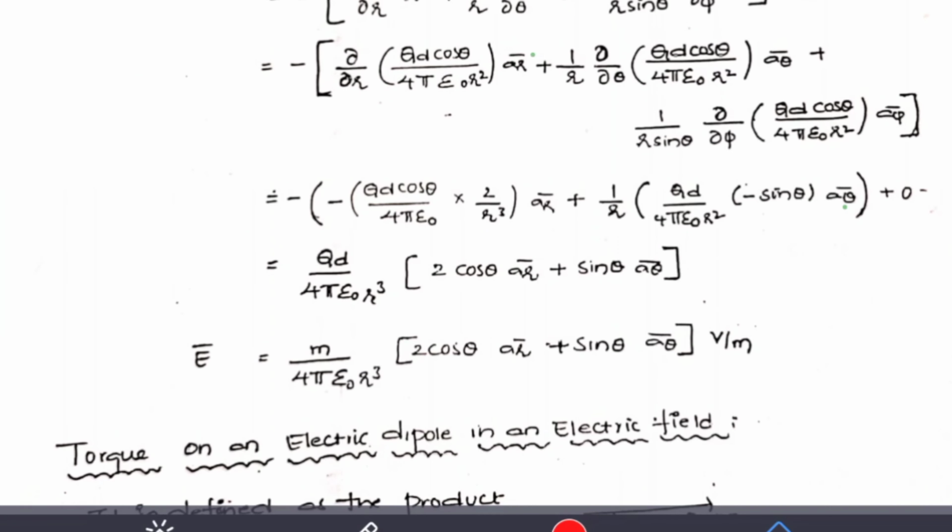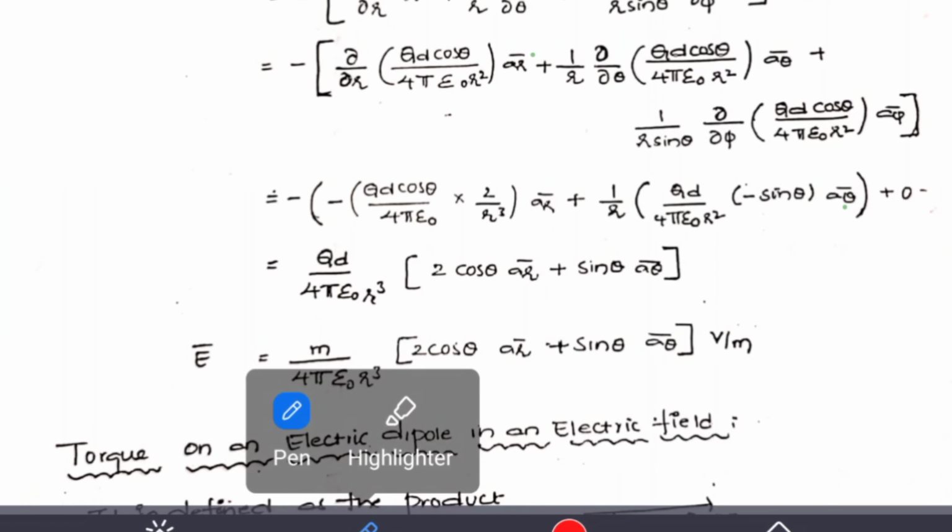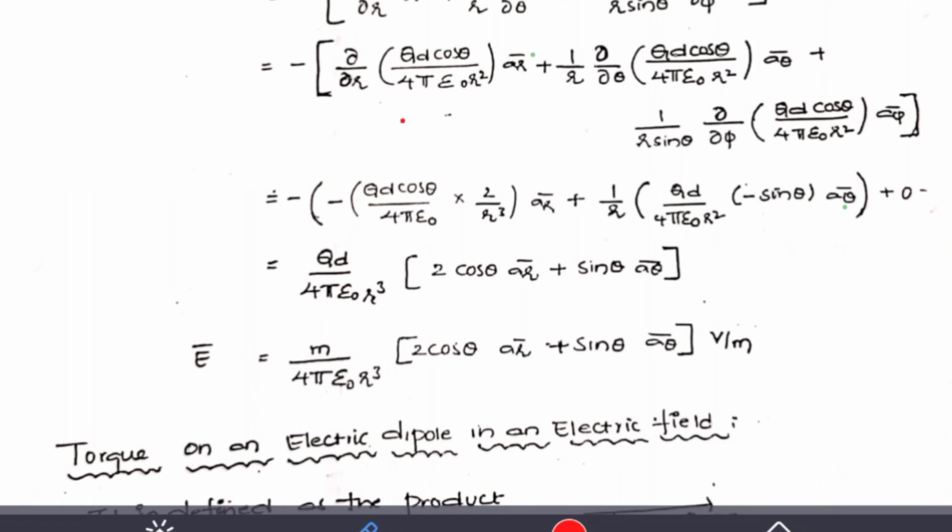Now we are doing the partial differentiation of V. Already we derived QD cos theta by 4 pi epsilon naught R square. The partial differentiation gives minus QD cos theta by 4 pi epsilon naught, with R cube. Finally we can obtain QD cos theta by 4 pi epsilon naught 2 into R cube in the AR direction. Similarly we are doing partial differentiation of the other terms.